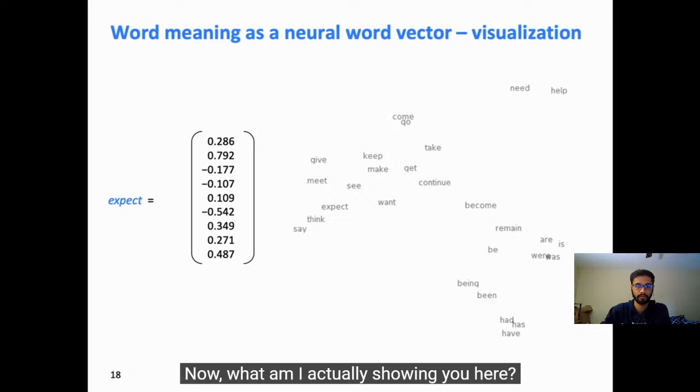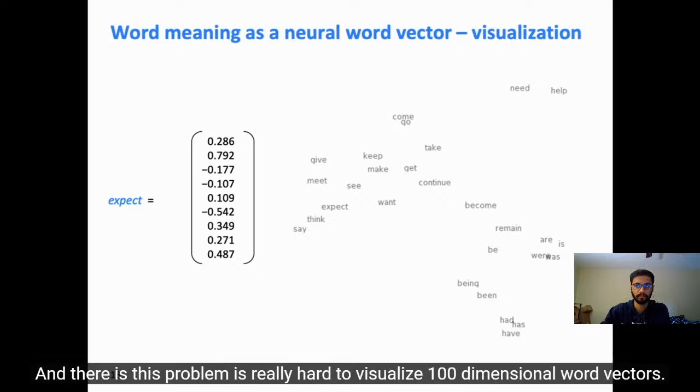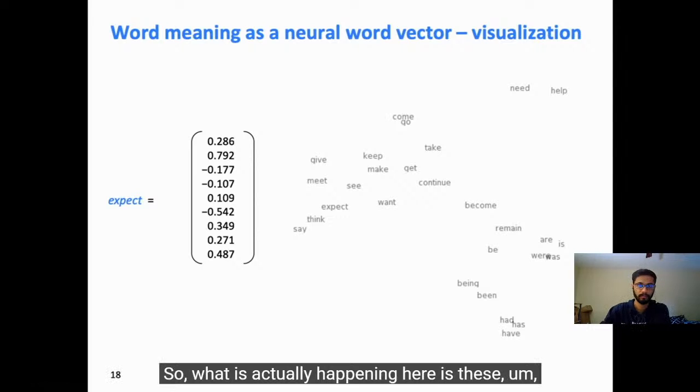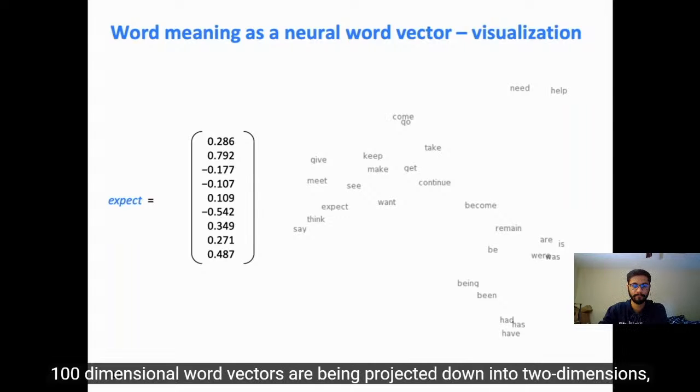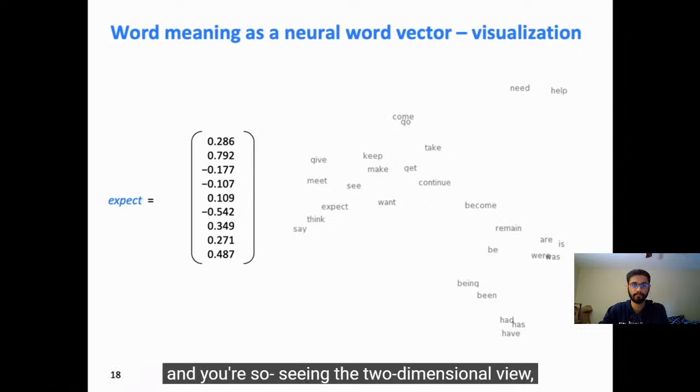Now, what am I actually showing you here? Really this was built from 100-dimensional word vectors, and it's really hard to visualize 100-dimensional word vectors. So what is actually happening here is these 100-dimensional word vectors being projected down into 2 dimensions, and you're seeing a 2-dimensional view, which I'll get back to later.